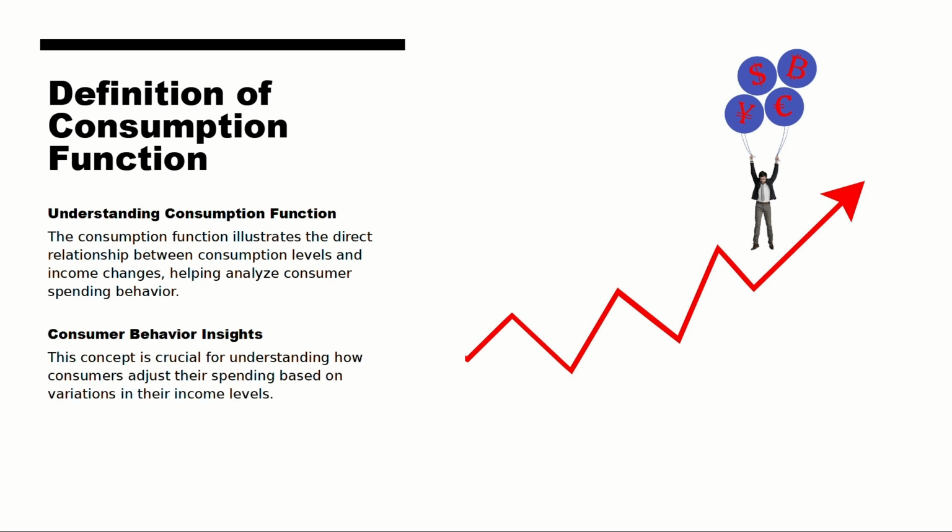Definition of consumption function. Understanding consumption function. The consumption function illustrates the direct relationship between consumption levels and income changes, helping analyze consumer spending behavior. Consumer behavior insights. This concept is crucial for understanding how consumers adjust their spending based on variations in their income levels.